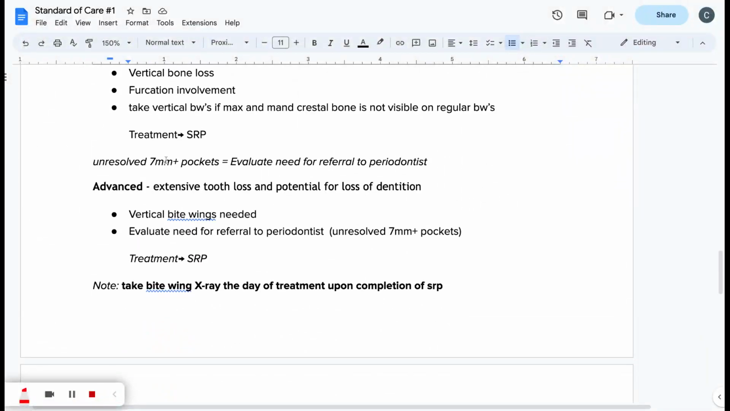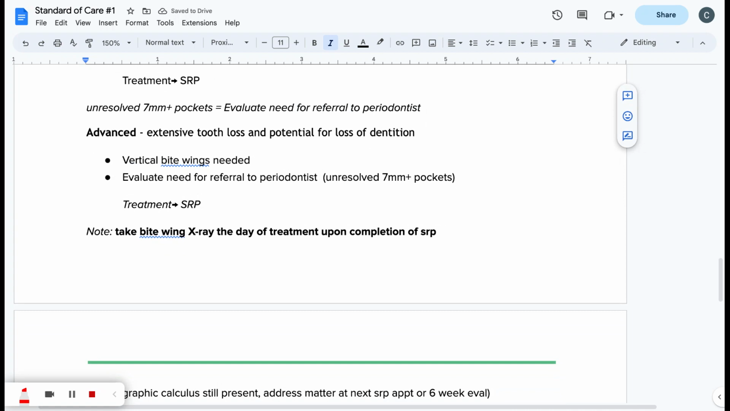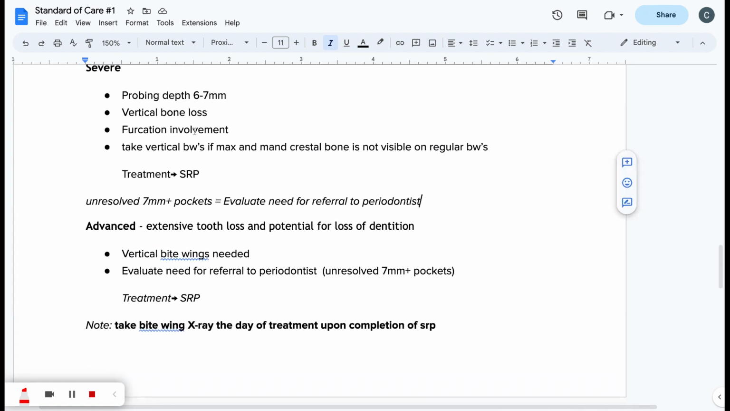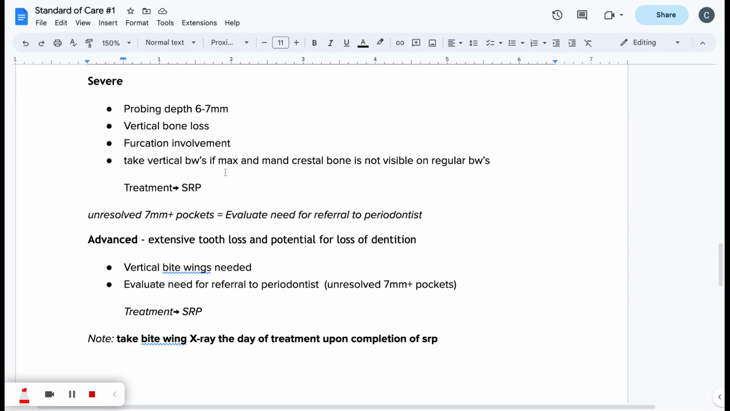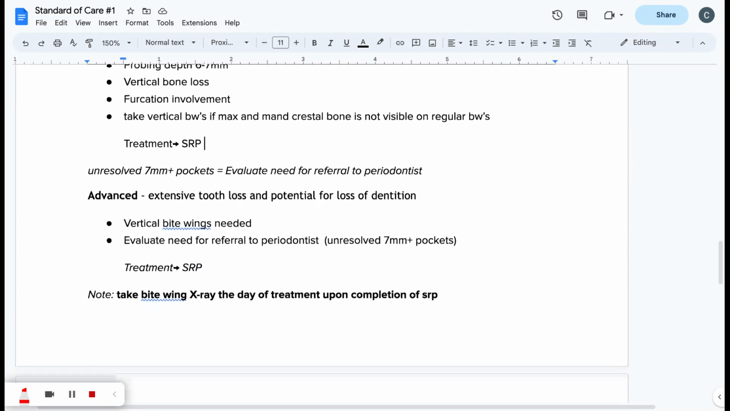It is important to note that after treatment, if the patient still presents with 7 millimeter pockets or greater, we need to have the conversation. They may need to see a periodontist, and we'll have the discussion with the doctor, and we'll let the patient know, and we'll go into all the details needed. With these two patients, severe and advanced, it may be that we see these patients interchangeably with the periodontist. So it is important that we have good communication with them.